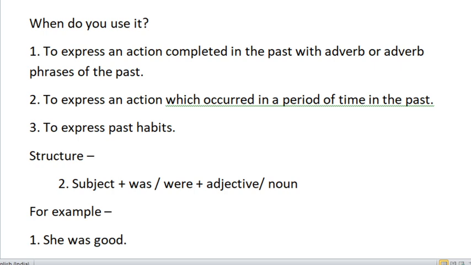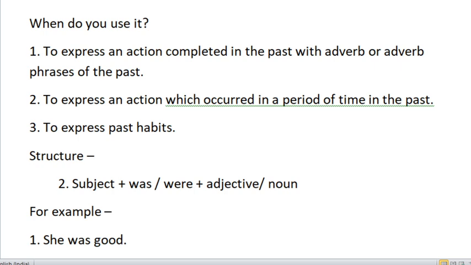I think we have discussed adverbials. We can find them by asking questions with how, where, when. So, he came yesterday, so yesterday is an adverb. She left the school last year. When? Last year, so last year is an adverb. So when an action is completed in the past with an adverb, you can use simple past tense.